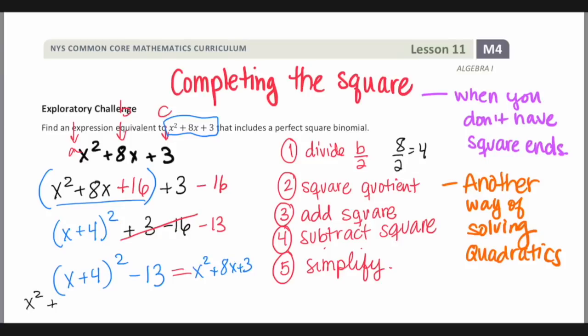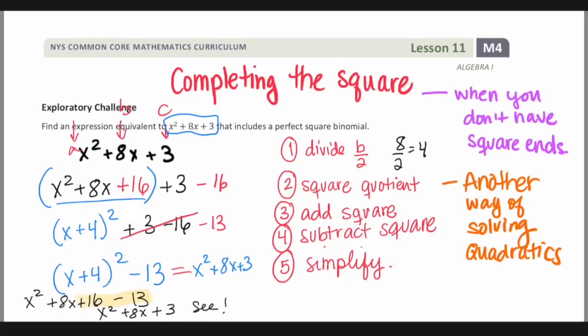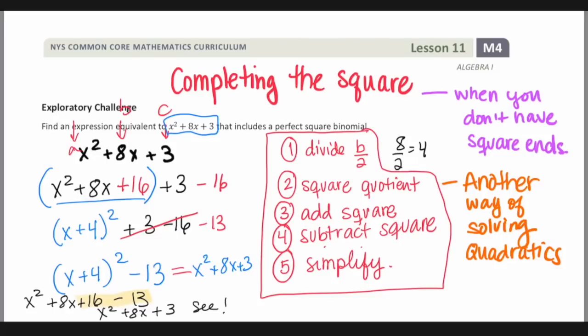Now, if you wanted proof that these two are equivalent, you can easily factor it out, simplify it, expand it, and you'll notice that you'll get the exact same thing on the left as you will from the original equation. So it works every time. These are the steps. Make sure you have them recorded and you know what they mean. Let's go ahead and practice them.